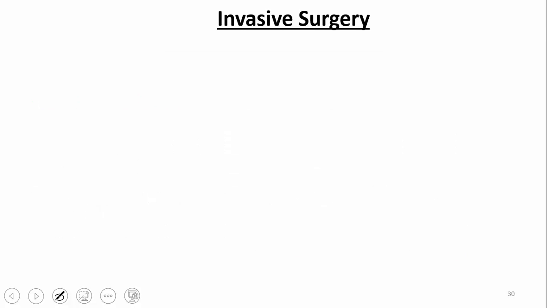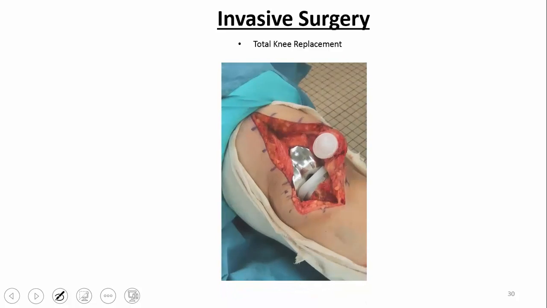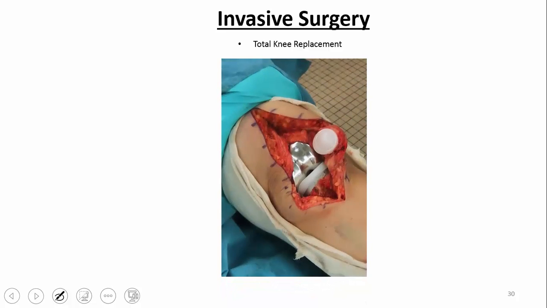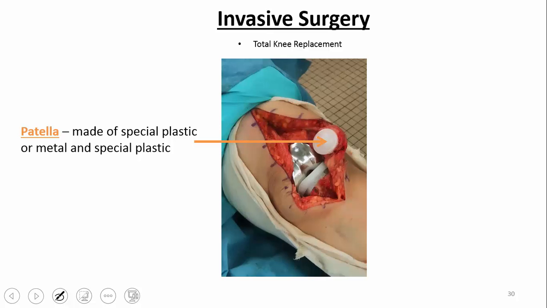Okay, the final thing we want to talk about in today's lecture is invasive surgery of joints. So let's give you an example of this, and the example I'm going to give you is a total knee replacement. Here's a picture of a total knee replacement in action. You'll notice a few things. You'll see that the patella is removed, that bone that covers the knee, and it's replaced by a special plastic.